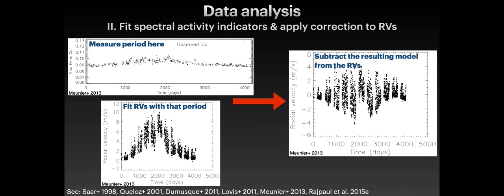And so in this case, we have applied a sinusoidal fit where the period is locked to the period from the calcium data, but we've allowed things like the amplitude and the exact orbital parameters to float. That model is then subtracted from the original RV data set, and the residual RVs shown on the right have been cleaned of sorts of the activity signal, and hopefully any true RV signals would be more apparent.